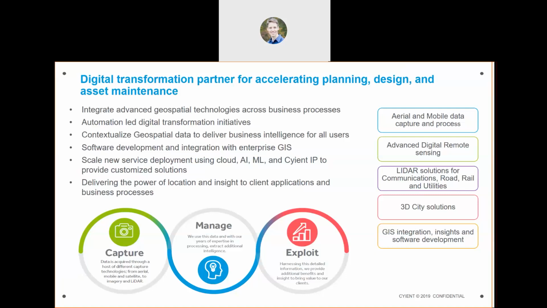We do quite a bit of software development and integration with all the major enterprise GIS systems, so Esri, GE Smallworld, and others. In addition, we use a lot of technologies around artificial intelligence, machine learning, and Cyient has quite a bit of unique IP built up that we implement to provide these types of customized capabilities and solutions. And as I mentioned before, the ability to deliver the power of location and insights to our clients, not only within their applications, but also the business processes.